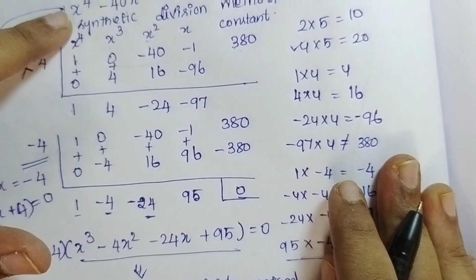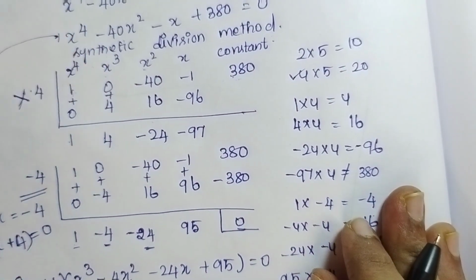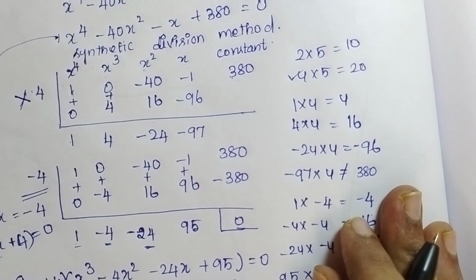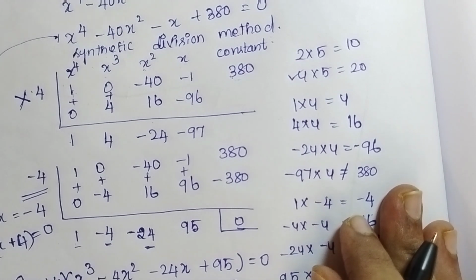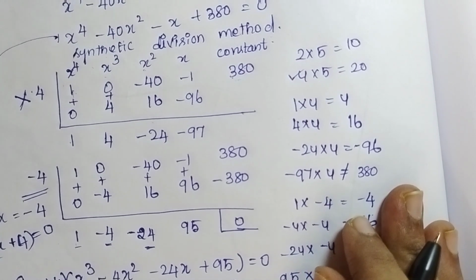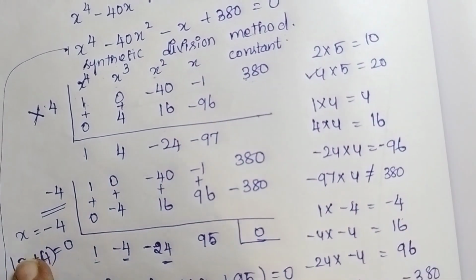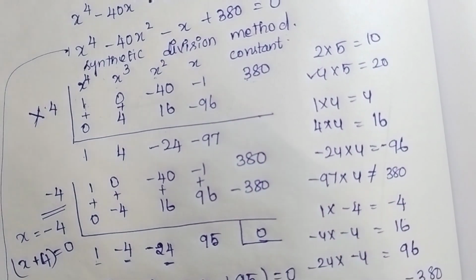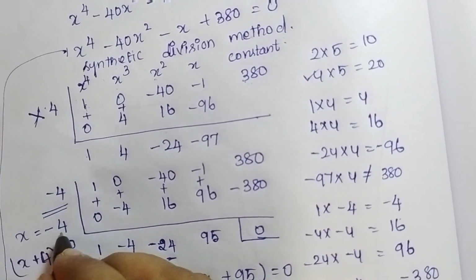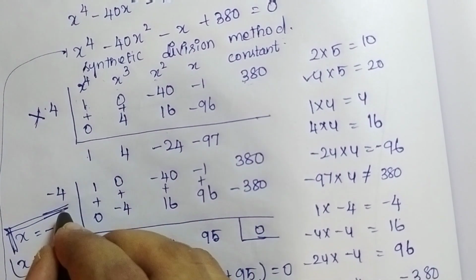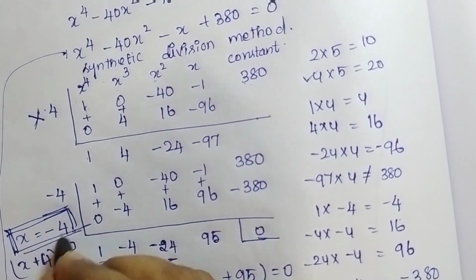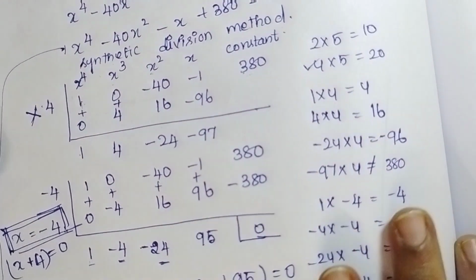Because here the highest power is x to the power 4, therefore I have 4 answers for x. So it must give 4 answers for x. In order to find those 4 values, we need to perform plenty of steps. So from this, I am able to find an x value, that is x is equal to minus 4. Let's highlight this. Okay, we found 1 x value.